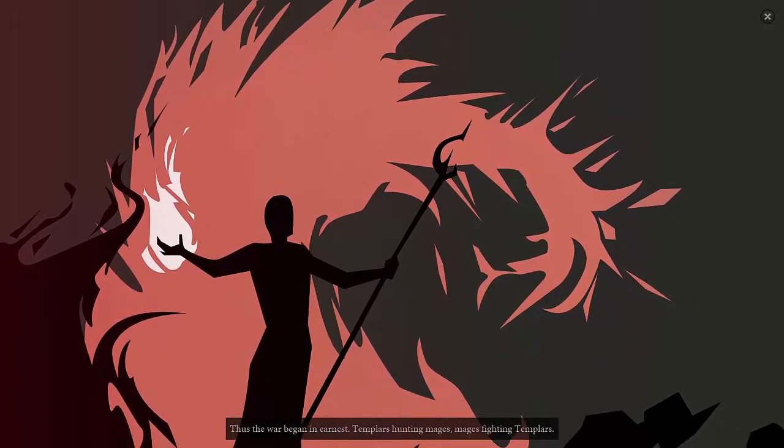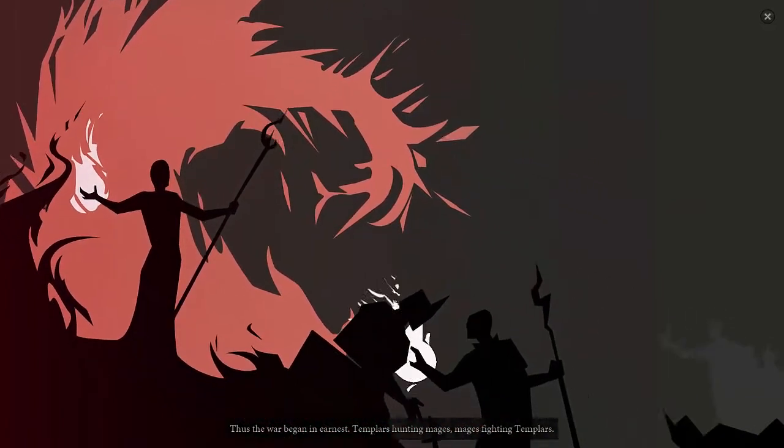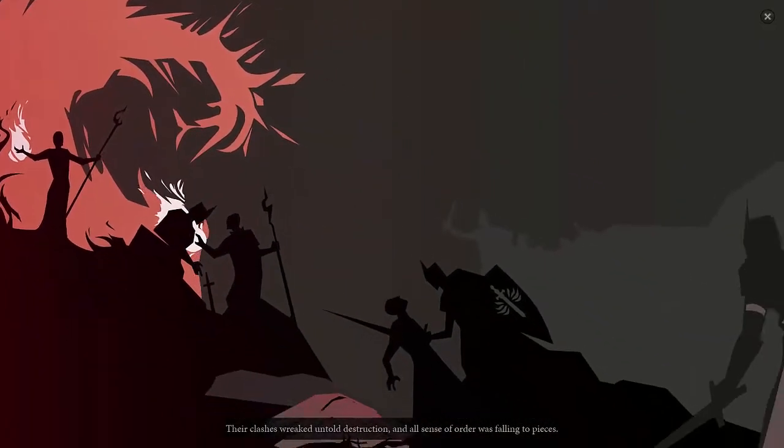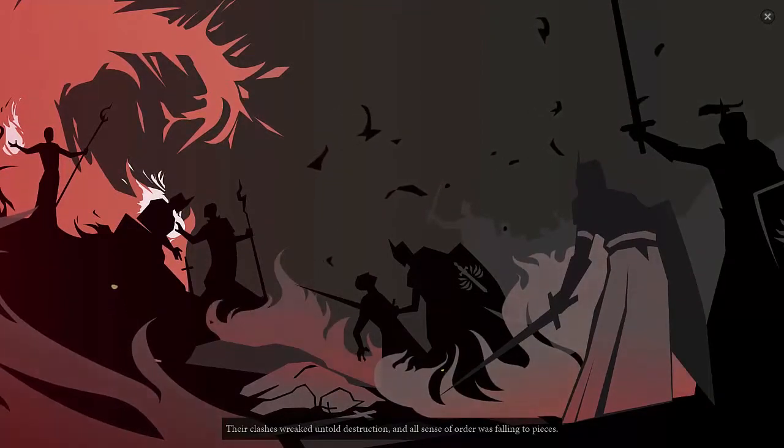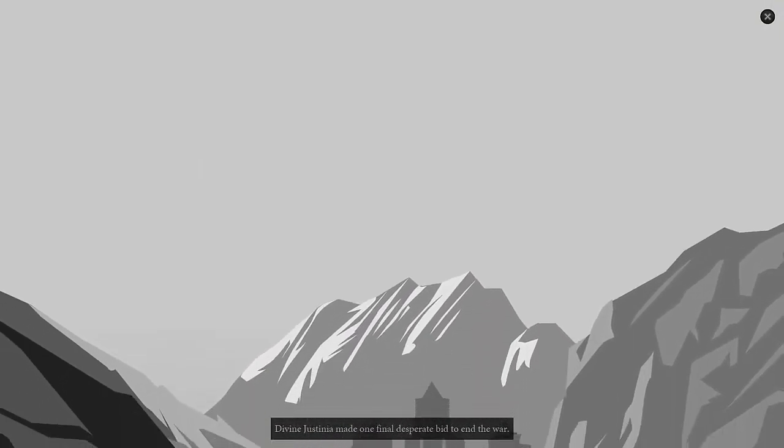Templars hunting mages, mages fighting Templars. Their clashes wreaked untold destruction. All sense of order was falling to pieces. Divine Justinia made one final desperate bid to end the war.